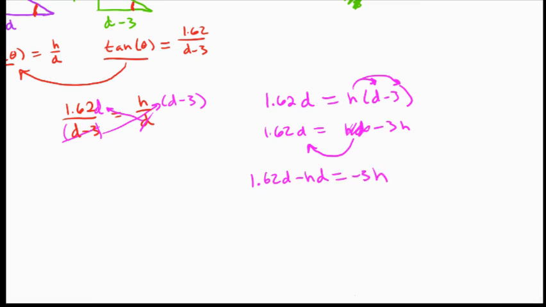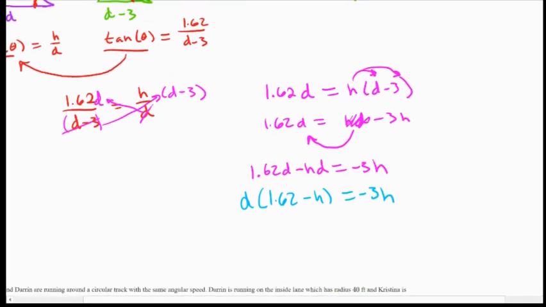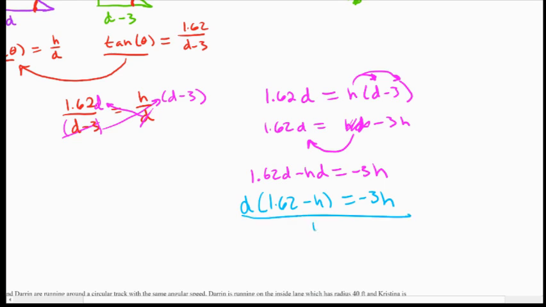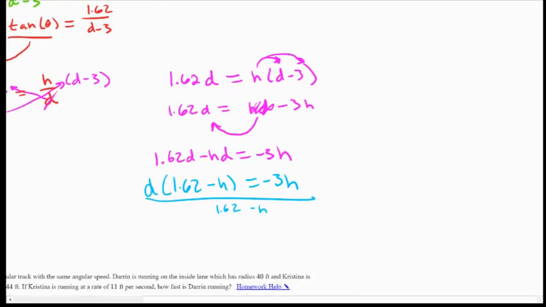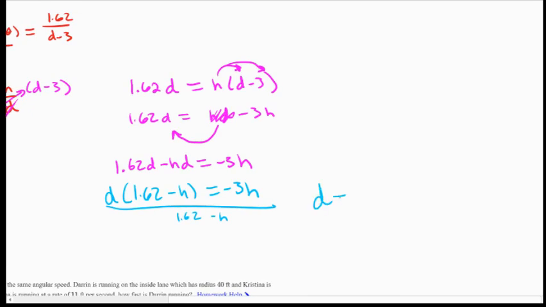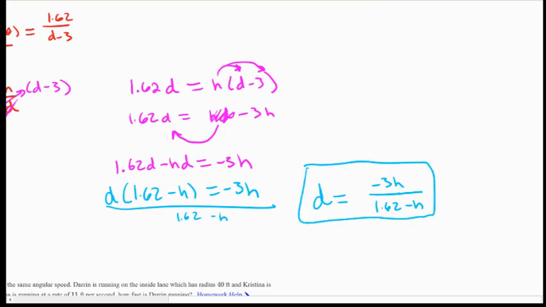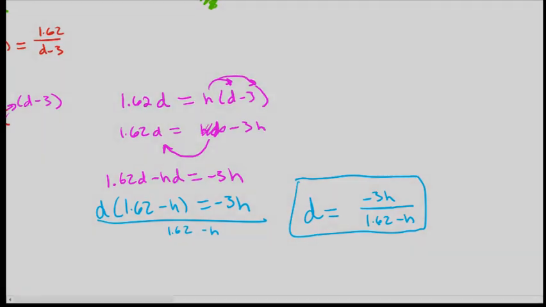Now the greatest common factor on the left side is d. So I have d on the outside, 1.62 minus h left over, equals negative 3h. Now I divide both sides by 1.62 minus h, and that gives me my final answer: d equals negative 3h over 1.62 minus h, which is d in terms of the height of the shadow.